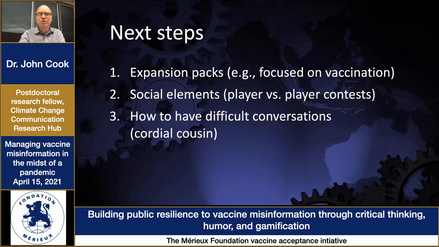The one thing it doesn't do yet is teach you how to have difficult conversations with people who might have objections or be hesitant about issues like vaccination. And so my hope is that we can add another character, as well as Cranky Uncle, maybe a cordial cousin, who can explain the different techniques that people can use to have those kinds of difficult conversations.